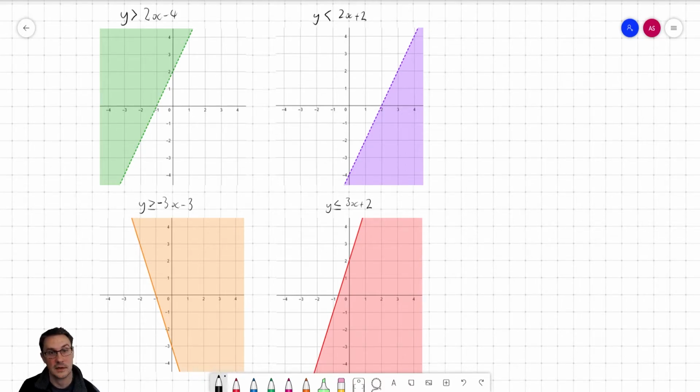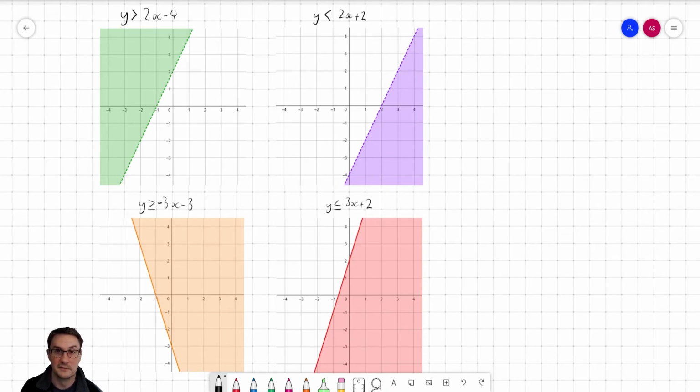On the second row here, you can see that we've got a greater than or equal to sign. This is the orange one. In this case, the line is solid, meaning that all of those values are included here. Likewise, in the red one, where we've got a less than or equal to sign, you can see that these values are included because we've got the solid line joined here, as well as those in the shaded region.